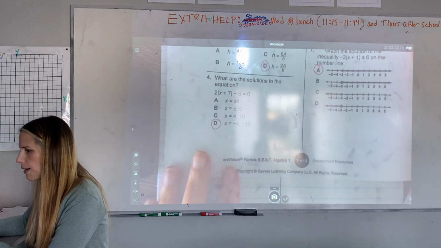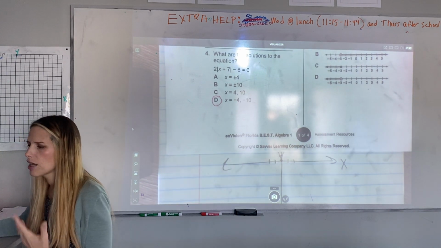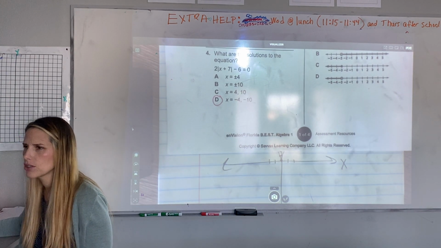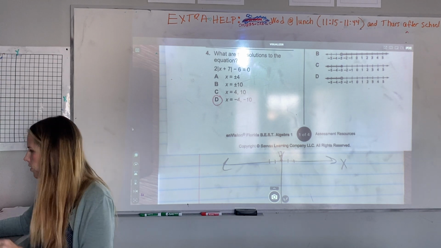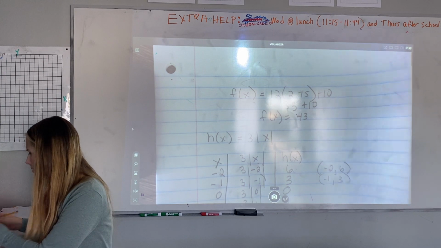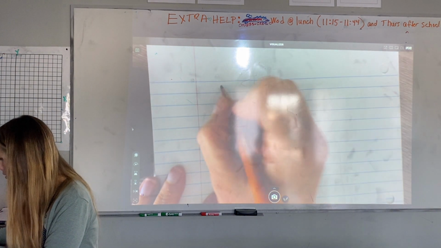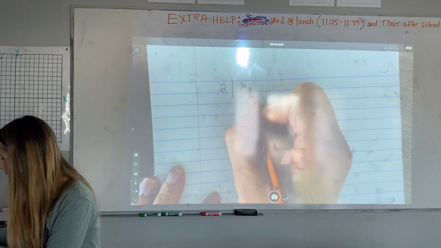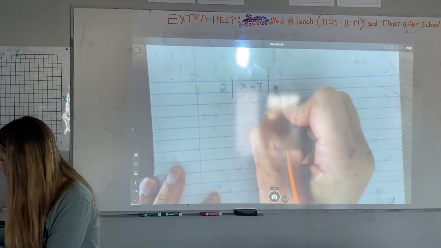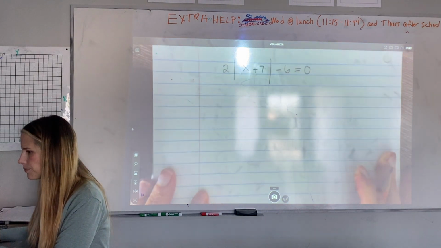All right, more absolute value fun. It's an equation that we're gonna solve pretty similarly to just solving for x, with a couple of twists and turns. I'm gonna rewrite my equation right here. 2 times the absolute value of x plus 7, minus 6 equals 0.